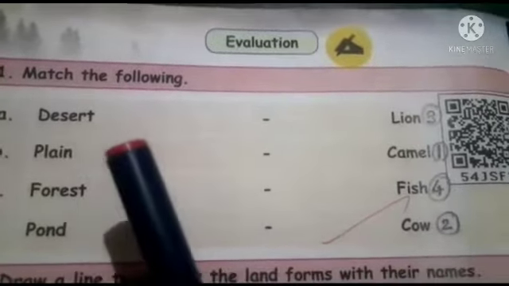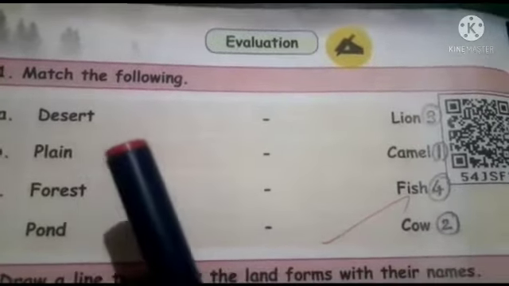Okay, next one, pond. What answer? Fish. Correct answer. Fish live in pond, so the correct answer is pond, fish. Okay, again, children: desert, camel. Plain, cow. Forest, lion. Pond, fish. Okay, you understand, children?